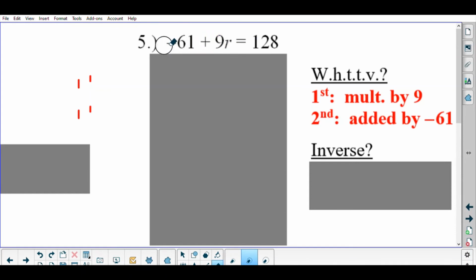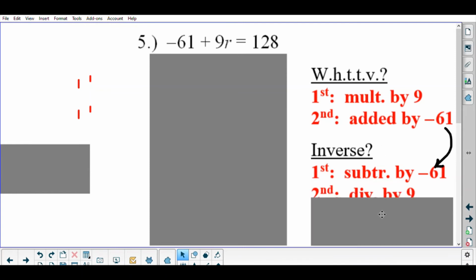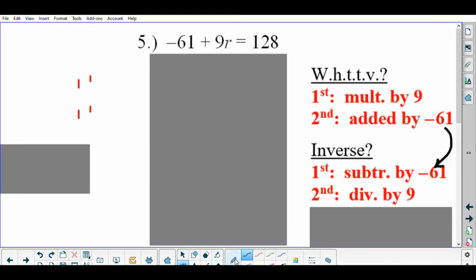From here, let's do inverse operations, or at least talk about inverse operations as you write these thoughts off to the side. The last thing happening to the variable will be the very first thing that we inverse. So the first inverse is to subtract by negative 61, because the inverse of addition is subtraction. The second inverse will be to divide by 9. Okay, let's do the first inverse first.